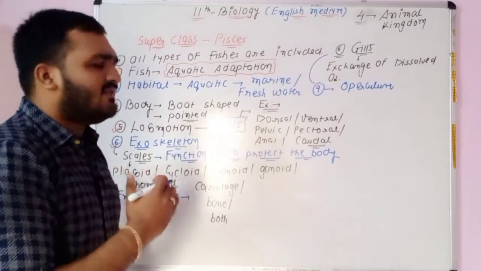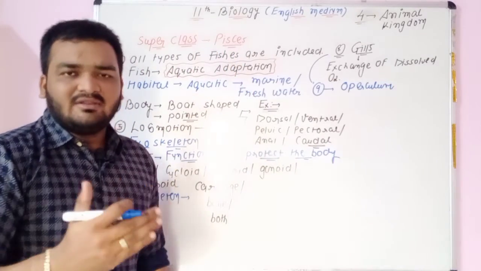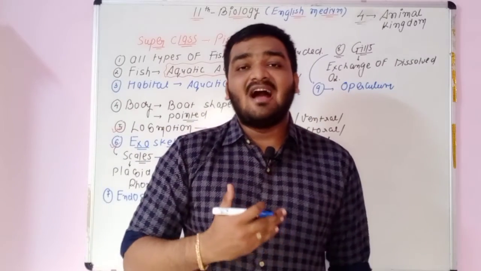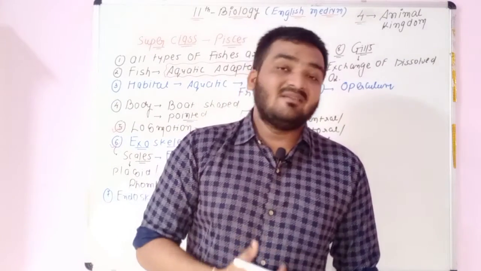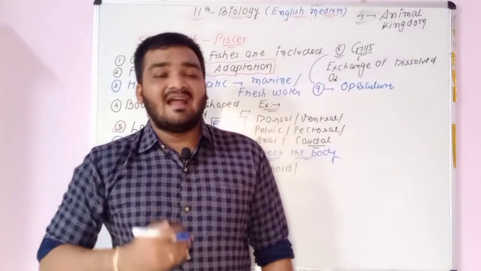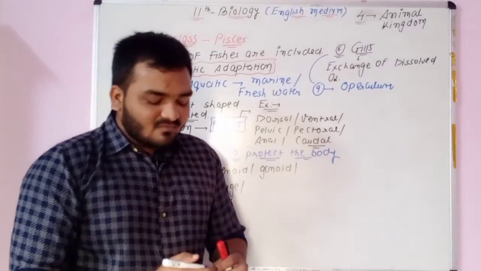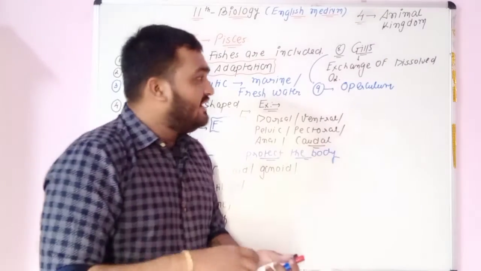So these are some basic characteristics. You know that the heart is two-chambered. Fishes are cold-blooded animals. What is the meaning of cold-blooded? It means these animals are not able to change their body temperature according to the surroundings.